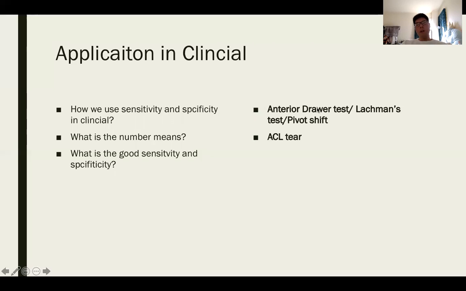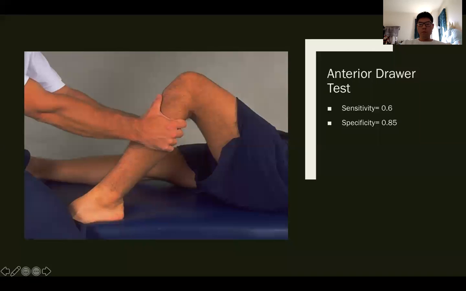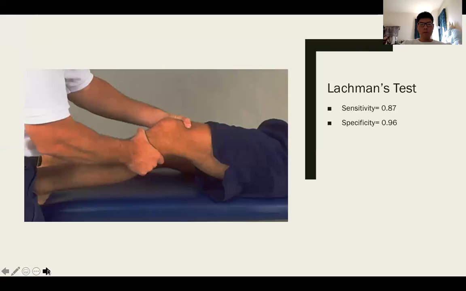Let's take the anterior drawer test, and I also want to introduce the Lachman's test and the pivot shift test. All three of these tests can be used to identify if the patient has an ACL tear, so we use them as examples. For the anterior drawer test, the sensitivity is 0.6 and the specificity is 0.85. The Lachman test has a sensitivity of 0.87 and a specificity of 0.96.